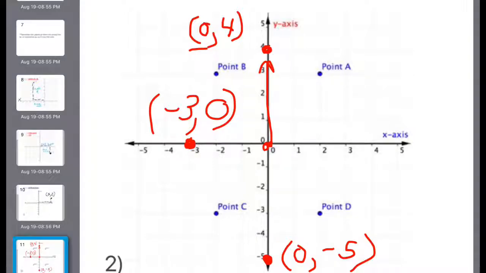Let's try one more. What is the ordered pair for this point? Again, this is on the x-axis. So x is 1, but we do not go up or down, so y is 0. So your ordered pair is 1, 0. Hopefully you guys all think this is really easy. You will continue to practice this tomorrow. This is our lesson on coordinate planes.